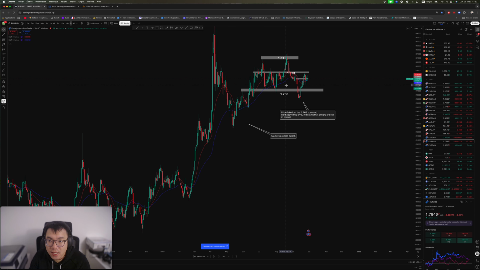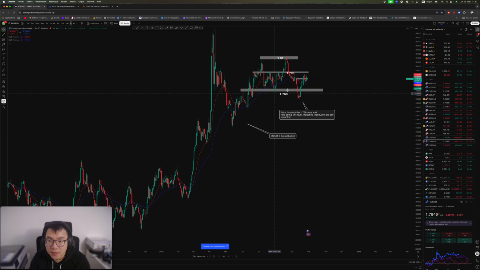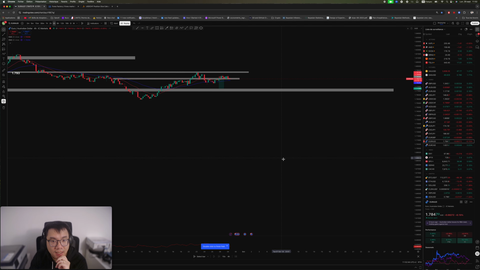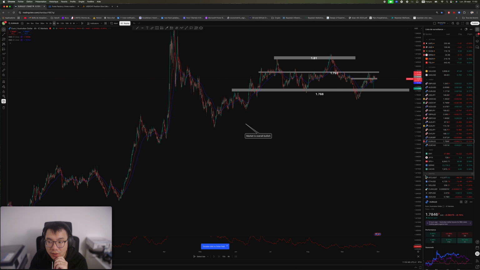And then we can see that somehow we are forming some sort of a range also, just like the Pound Canadian, but it's a little bit less clean than the other one.